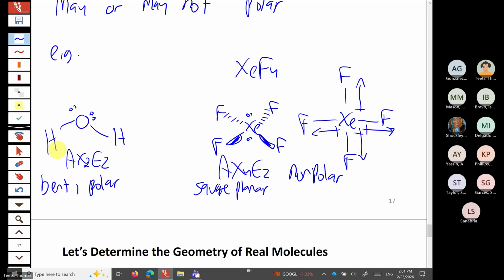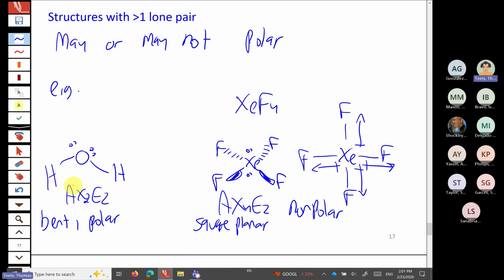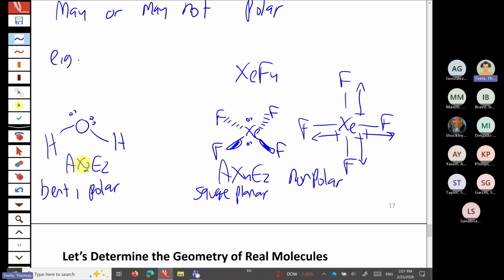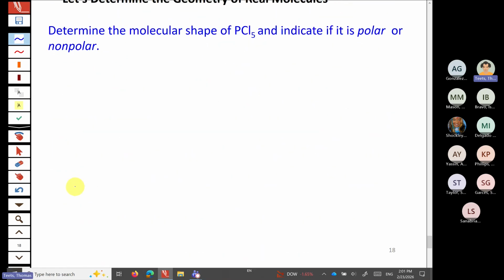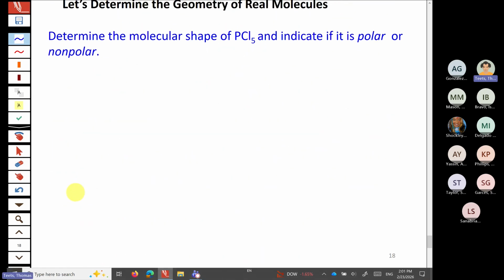Any questions on that before we do some examples? All right, so then just some example problems to wrap up the polarity. Determine the molecular shape of PCl5, and then determine whether it's polar or nonpolar.